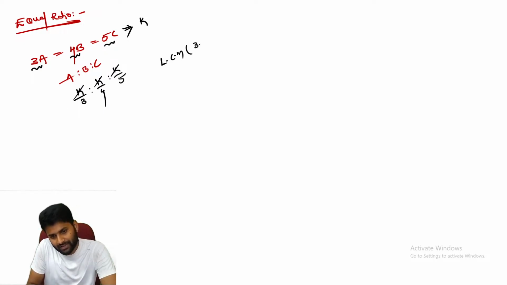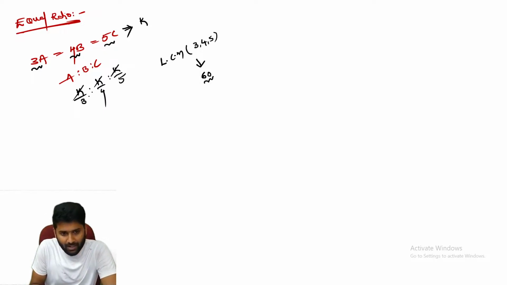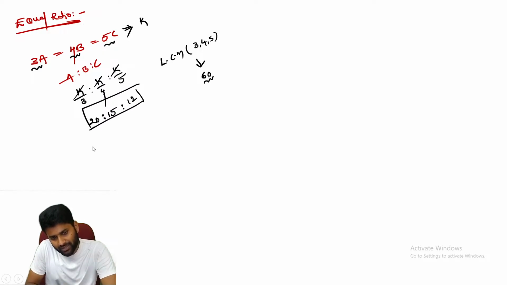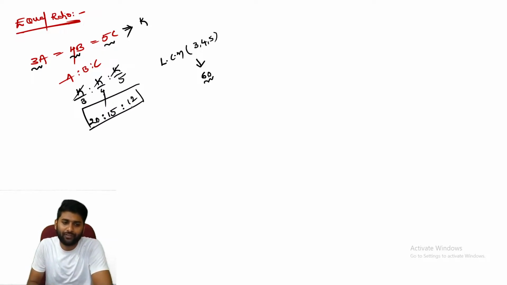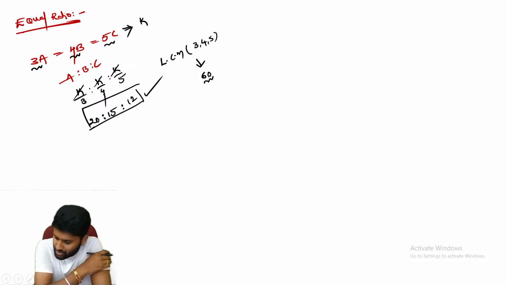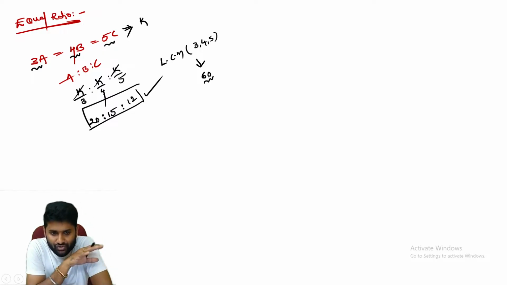You have to identify the LCM of 3, 4, 5. Guys, if you go through that, the LCM of 3, 4, 5, the common multiple, is exactly 60. Now here, 3 becomes 60, 20 units. 4 becomes 60, 15 units. 5 becomes 60, 12 units. Now with respect to the ratio, A is to B is to C is equal to 20 is to 15 is to 12. So that is the ratio, guys.